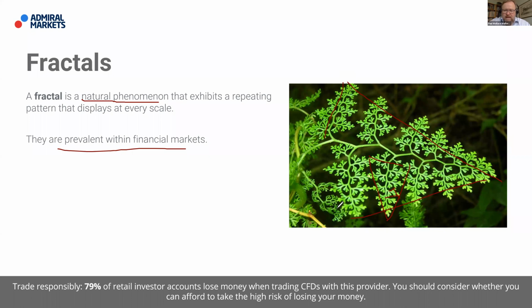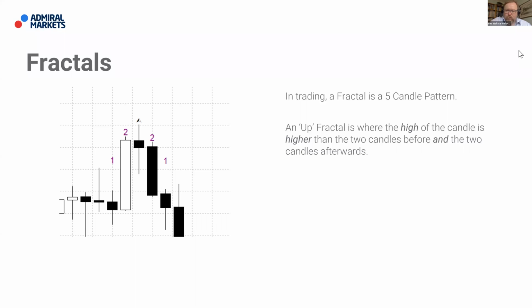So it's a repeatable pattern that displays at every scale, from the micro to the macro, and that is equivalent in trading. And how is that equivalent in trading? Well, I'm about to show you, ladies and gentlemen. So in trading, and certainly by Bill Williams' definition, a fractal is a 5-candle pattern.